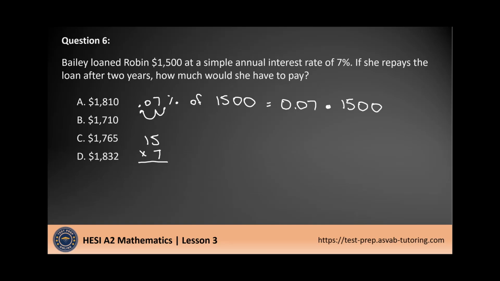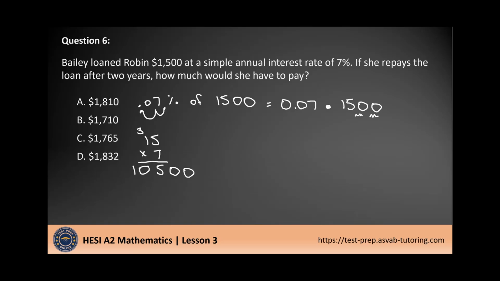5 times 7 is 35. Put a 5 here. 3 goes on top. 1 times 7 is 7. Plus 3 is 10. Nowhere to carry the 1, so we'll write our entire 10 down here. Okay. So because we multiplied by 15 instead of 1,500, we have to account for these 2 zeros. So we're going to add them down here.